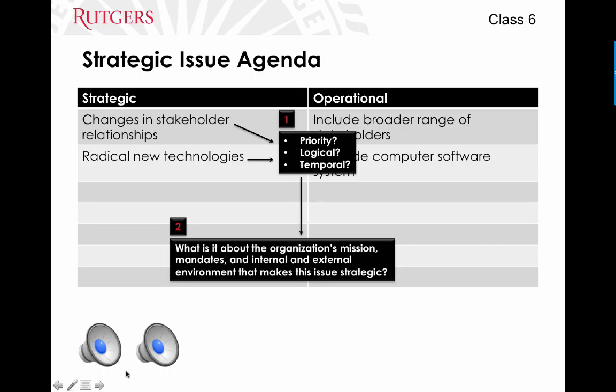We also need to identify exactly what it is about the organization's mission, mandates, and internal and external environment that makes the particular issue that we have identified strategic. At this point in the planning process, you may want to be aware that key decision makers may decide to terminate the process. Key decision makers may be too afraid of addressing conflicts or may not wish to undergo the necessary changes that may be needed in order for the organization to truly move forward.